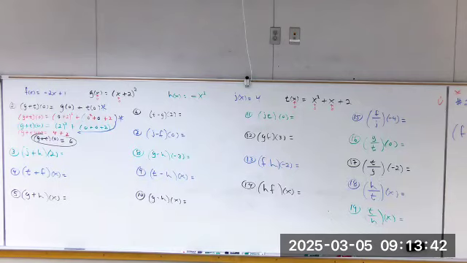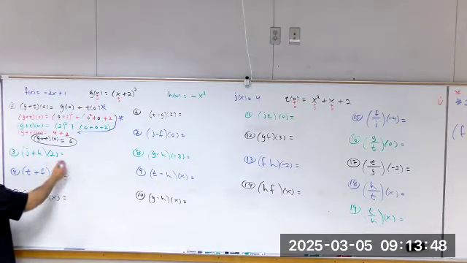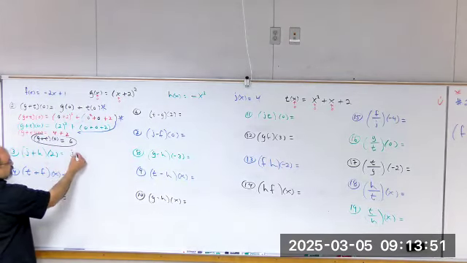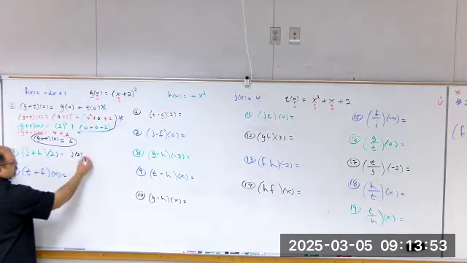Number 3. J plus H of 2. So rewrite it. That means it's J of 2 plus H of 2.